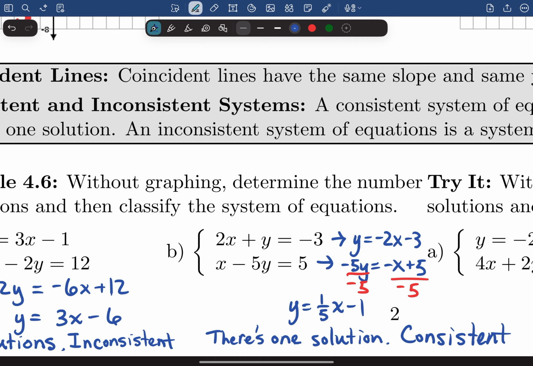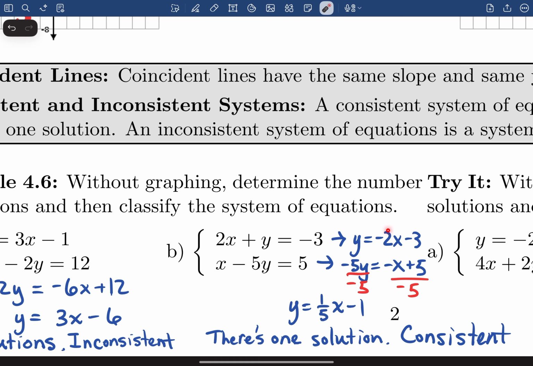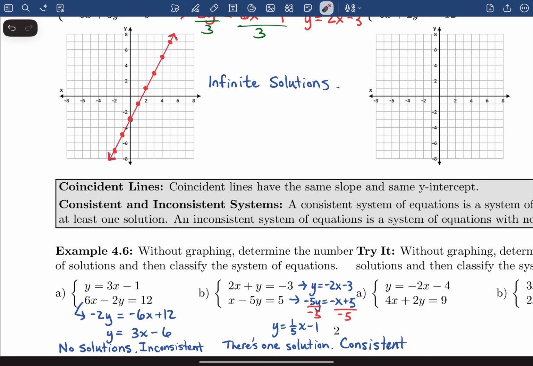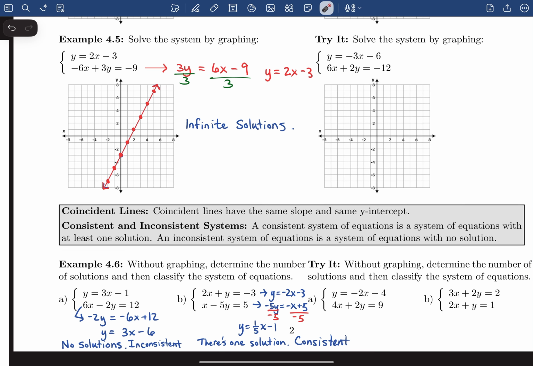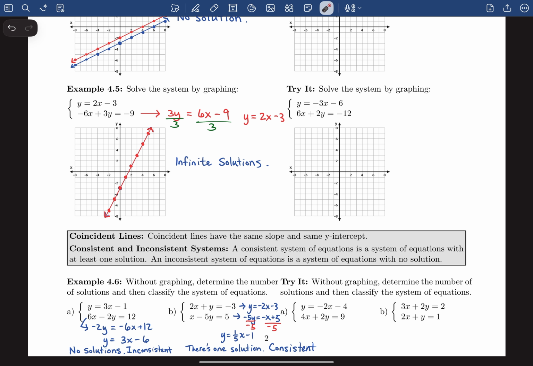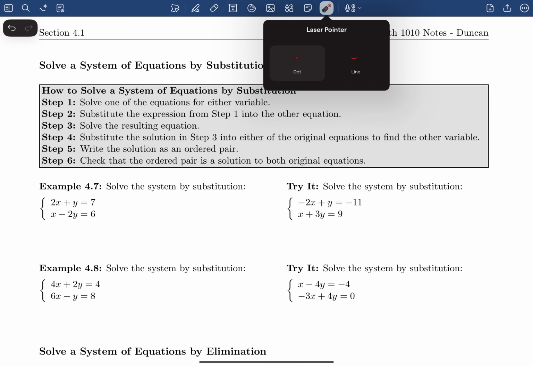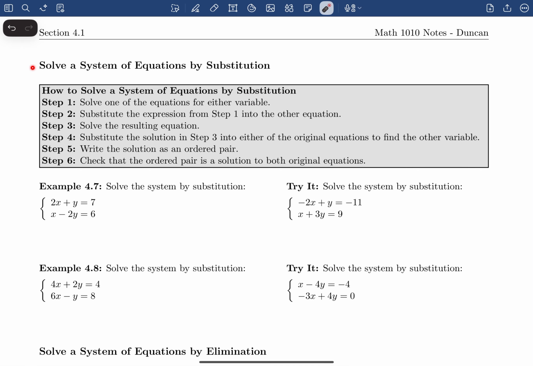Okay, so anytime you have different slopes, then you know for sure that these lines will cross each other somewhere in space. As long as they have different slopes, they will cross each other, and there is one solution, and that means that this system will be consistent. Awesome. Well, let's move on to our next objective. Our next objective is to solve a system of equations using substitution.